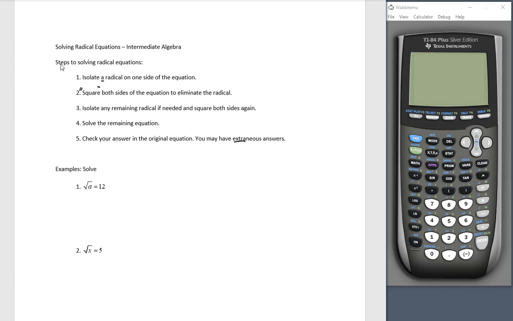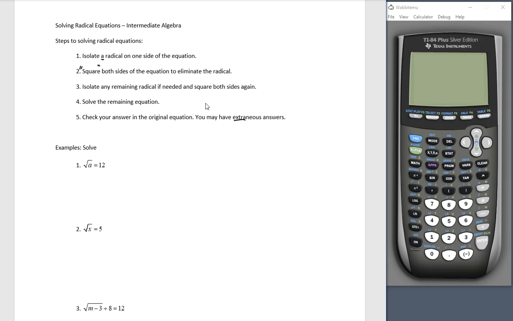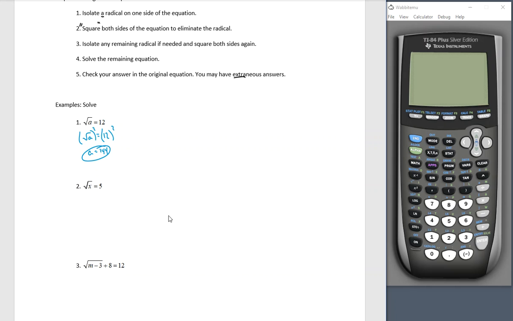Here we go. Okay, so for number one, square root of a equals 12. Okay, I'm going to isolate a radical on one side of the equation. It's already there. Because it's a square root, I'm going to square both sides. When I square, I just take it as it is. a equals 144, and we're done. Don't overcomplicate it. Don't make it harder than it needs to be. Don't make it harder than it already is. I'll give you hard enough material another time.